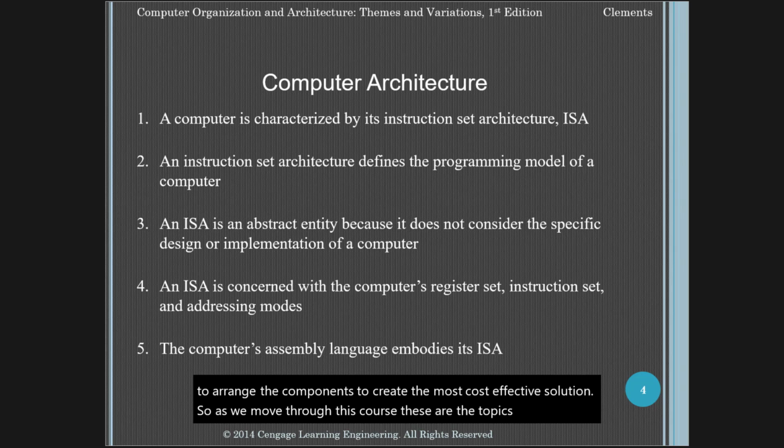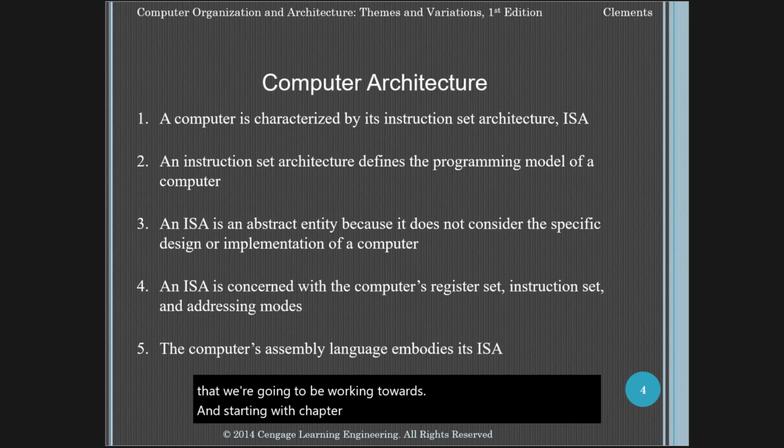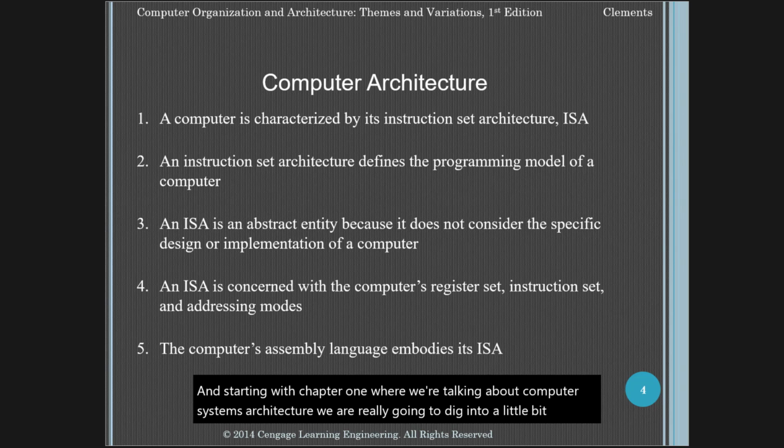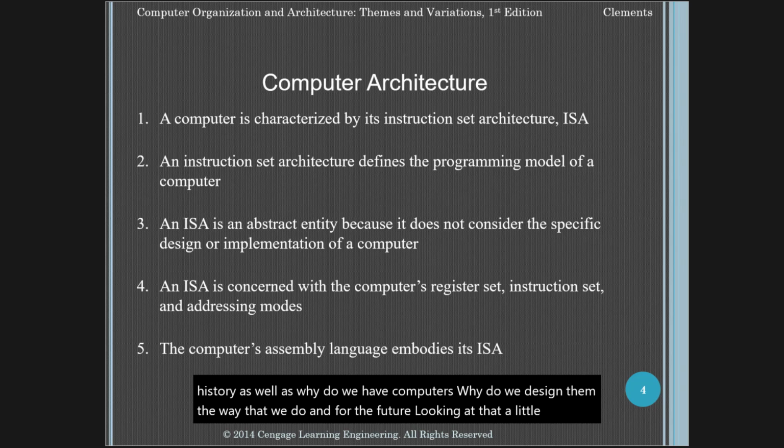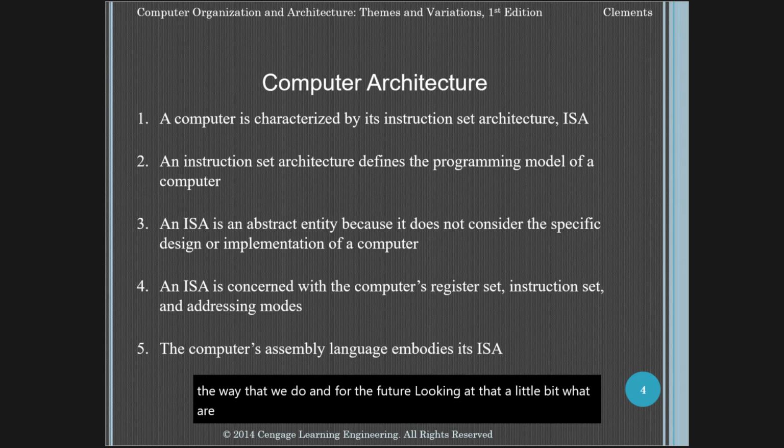So as we move through this course, these are the topics and concepts that we're going to be working towards. And starting with chapter 1, where we're talking about computer systems architecture, we are really going to dig into a little bit of history as well as why. Why do we have computers? Why do we design them the way that we do? And for the future, looking at that a little bit, what are the challenges that we're currently trying to overcome with computer architecture?